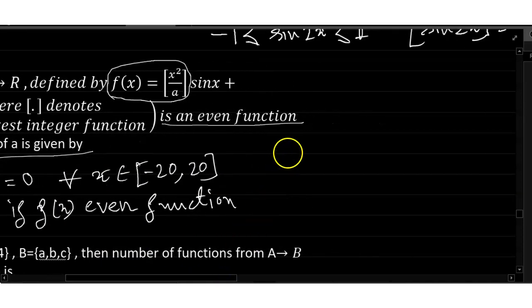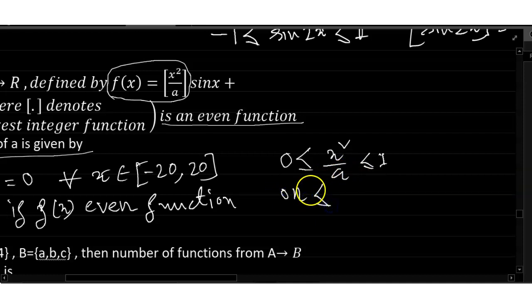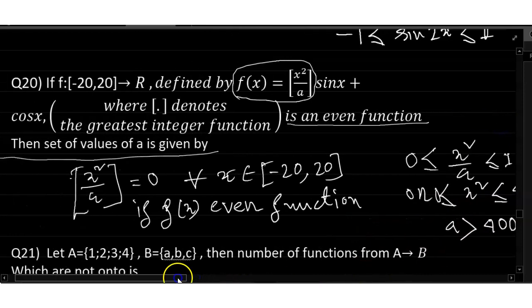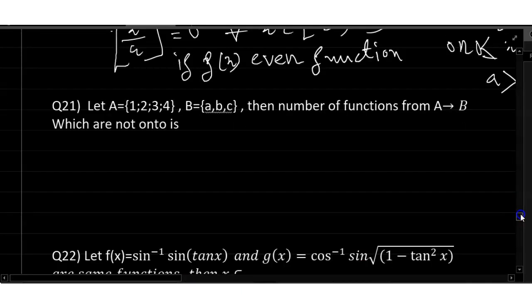So friends, 0 less than equals to x square by a less than equals to 1, and that implies 0 less than equals to x square less than equals to 400. So obviously a is greater than 400, and a belongs to 400 comma infinity. Next problem is a very interesting problem.